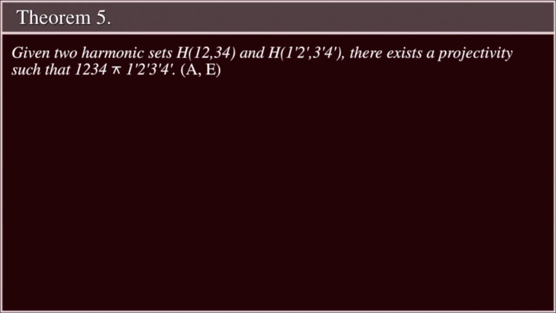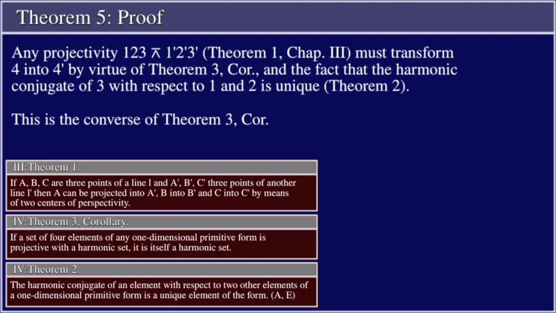Theorem 5: given 2 harmonic sets, H(1, 2; 3, 4) and H(1', 2'; 3', 4'), there exists a projectivity such that 1, 2, 3, 4 is projective with 1', 2', 3', 4'. Assumptions A and E. Proof: any projectivity 1, 2, 3 projective with 1', 2', 3', by Theorem 1 of Chapter 3, must transform 4 into 4' by virtue of the Theorem 3 corollary and the fact that the harmonic conjugate of 3 with respect to 1 and 2 is unique, Theorem 2. This is the converse of the Theorem 3 corollary.